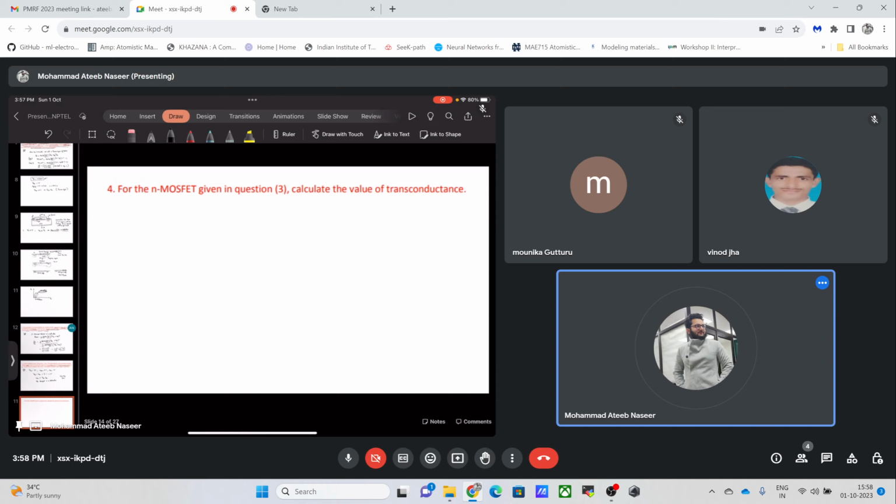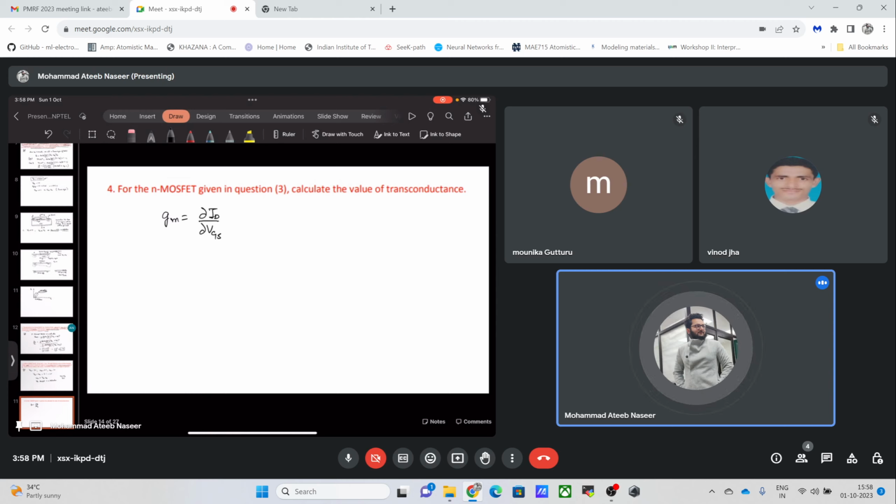Now for the same problem, we have been told to find the value of the transconductance. So transconductance is simply Gm. Gm is dId by dVGS, which is the change in the drain current with respect to the change in the gate to source voltage. This is an important performance metric whenever we are studying any MOSFET device. We need to have this Gm value.